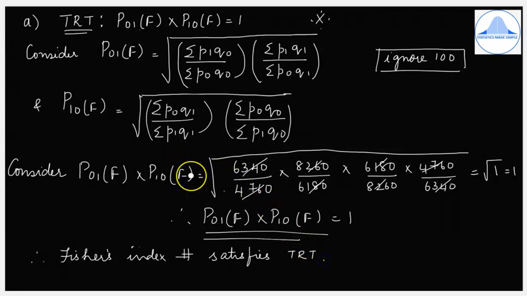So like I mentioned, the 4 totals will carry 1 mark. This TRT condition will carry 1 mark and this calculation will carry 2 marks. So till here it will be 7 marks.